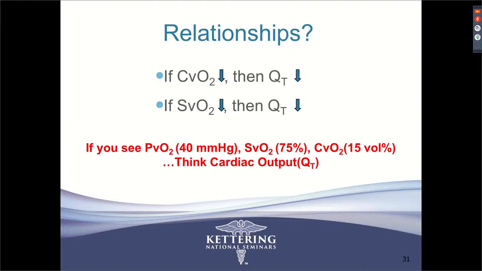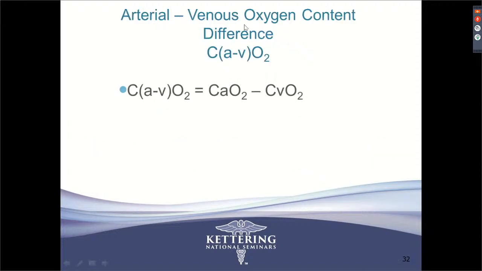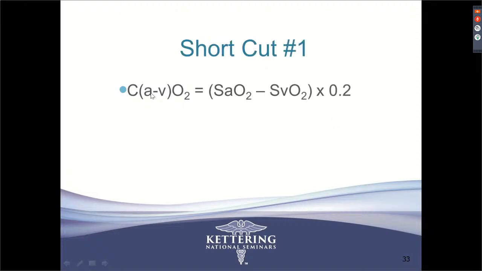All right. Let's see. So number 6 is the arterial venous content difference, which basically what we're doing is taking the CaO2 and subtracting the CvO2 from it. Now you could do that very easily by just calculating both of them. But there's a shortcut for calculating this also. And the shortcut is this. So you may want to take a picture of this or a screenshot. Just take your SaO2 minus the SvO2 and multiply it times 0.2.